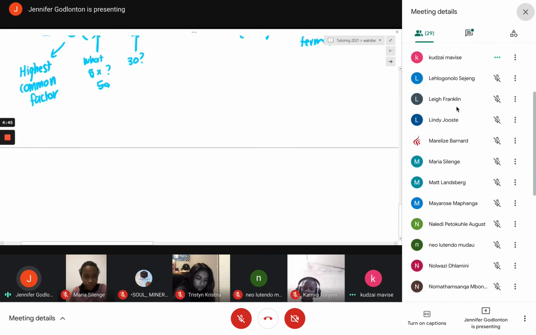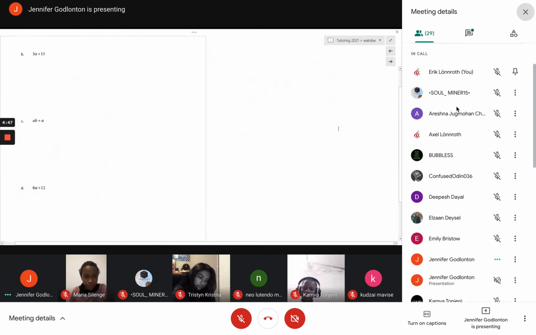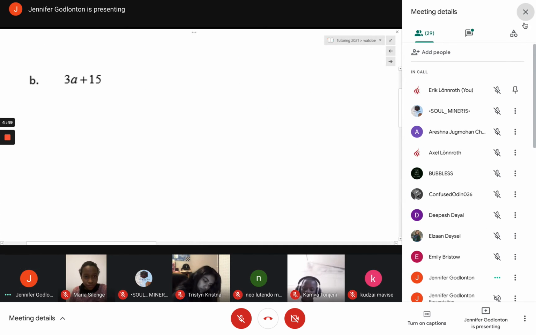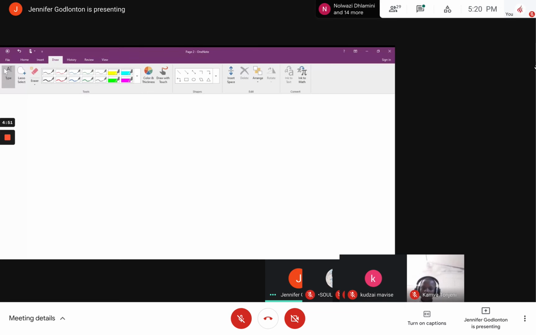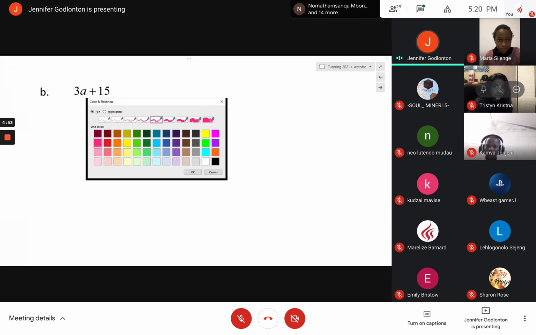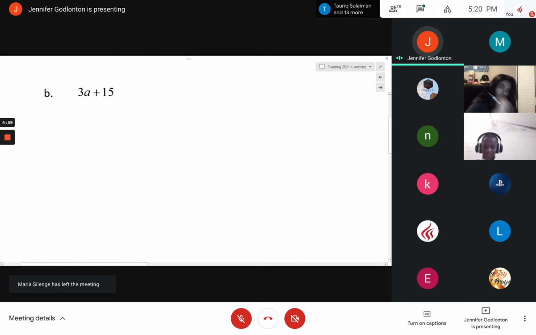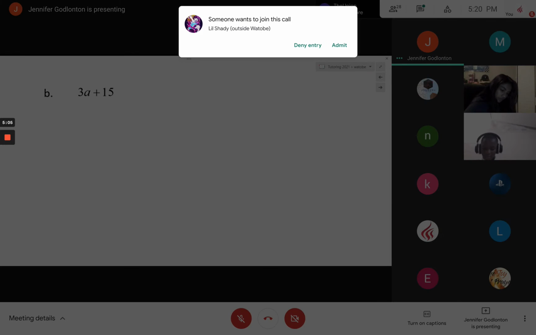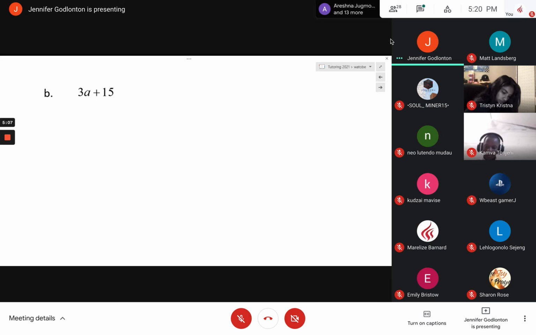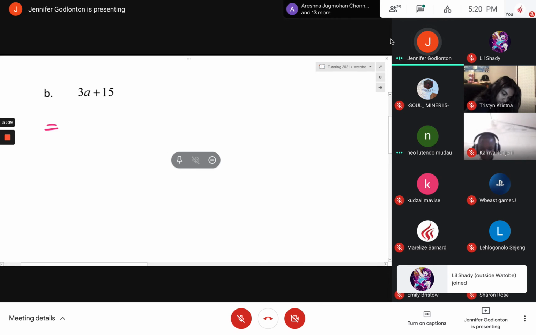Let's try another one. Let's see if the girls or the boys can solve this first. The first person to tell me what the answer is, you can scream, I have the answer, and then tell me what the answer is. And we can keep tally for the boys and for the girls. So I want you to try and factorize this.